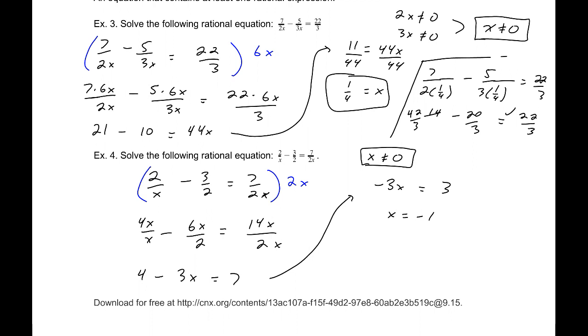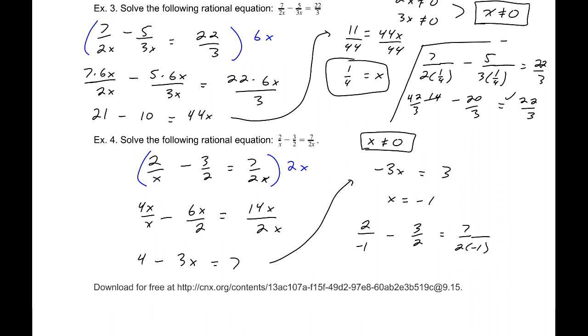So I will go ahead and evaluate this. Check that. 2 divided by negative 1 minus 3 halves equals 7 times 2 divided by 2 times negative 1. Negative 2 minus 3 over 2 equals negative 7 over 2. And that would be a true statement. So our solution is x equals negative 1.